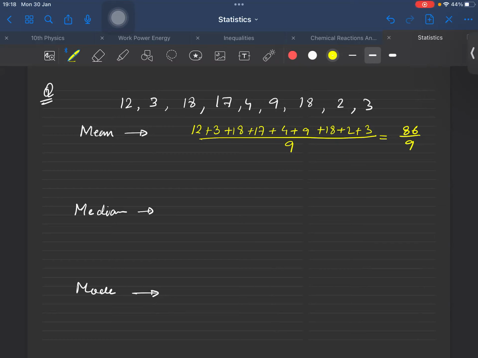Check if that is correct. See, I can be wrong, so please check if I'm correct. It is correct.